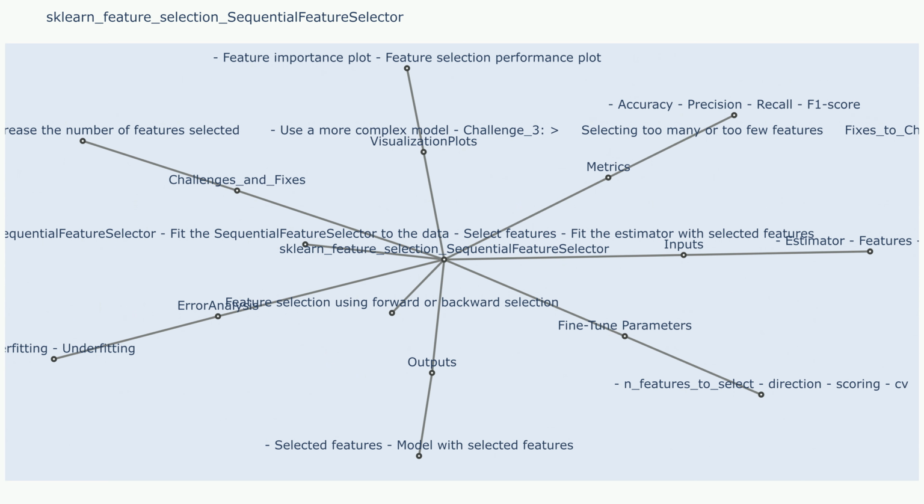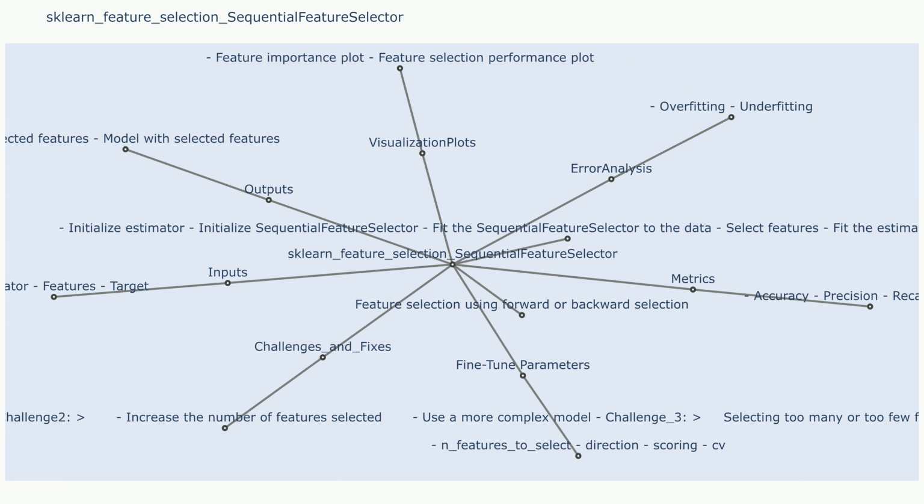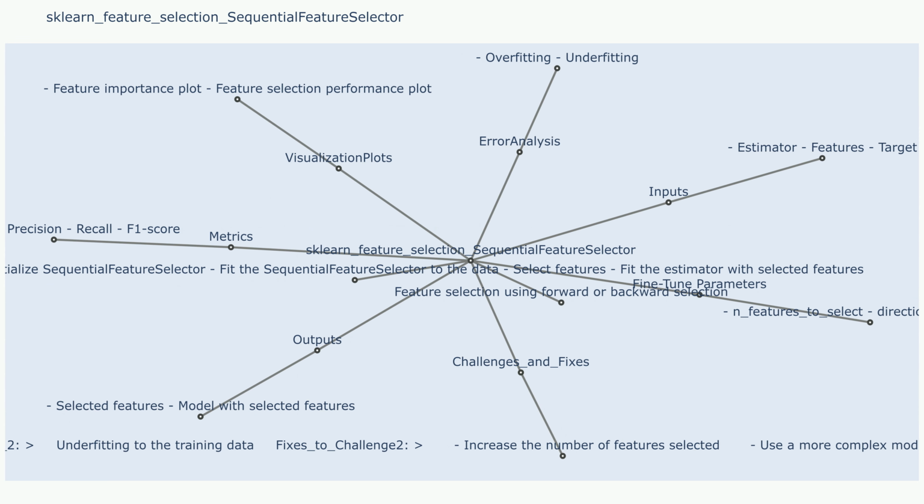Fine-tune parameters. N features to select controls the number of features to be selected. Direction specifies the direction of feature selection, forward or backward. Scoring allows customization of the scoring function used for feature evaluation. CV enables control over the cross-validation strategy. Uncertainty methods: none. Sequential feature selector is a deterministic algorithm, so there is no inherent uncertainty in the selection process.